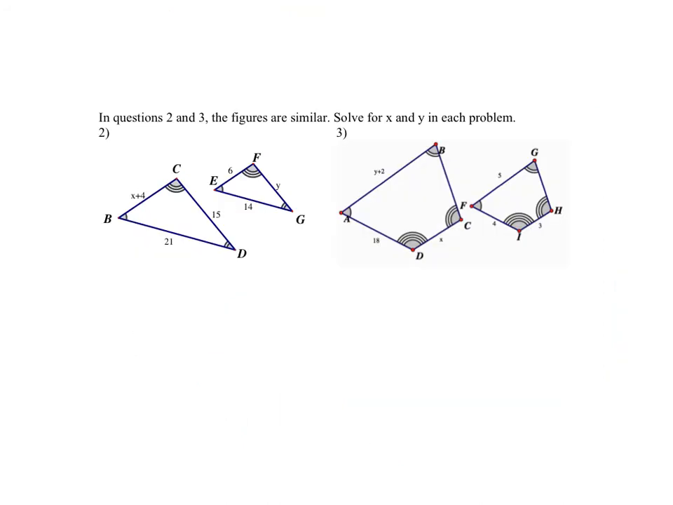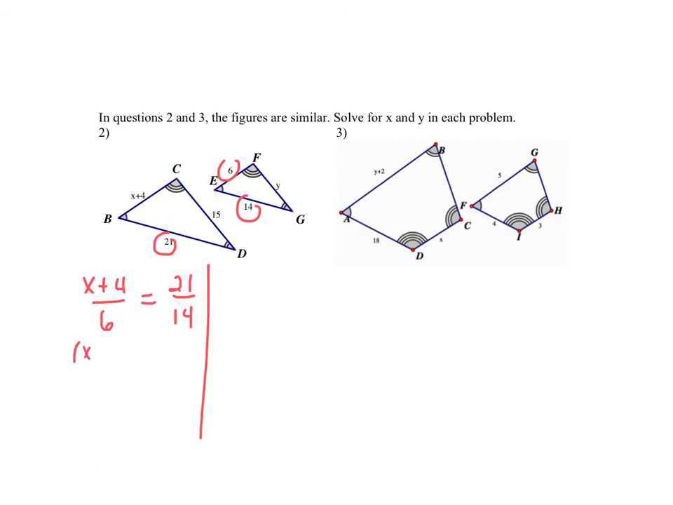Okay, in questions 2 and 3, we're told that the two figures are similar, and we have to solve for x and y in each problem. So, in number 2, you can see that the side length of BC, that's labeled with x plus 4, corresponds to the side length of EF in the second figure, because you can tell by the angle markings there. And that's going to be equal to the side length of 21 over 14. So this is what I want to use to solve for x.